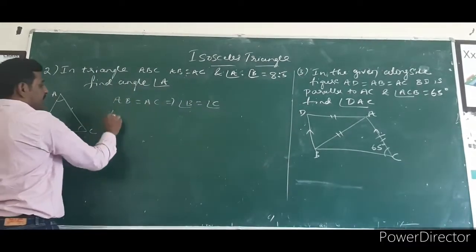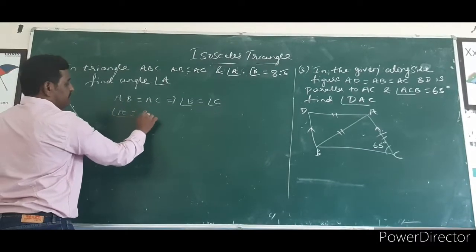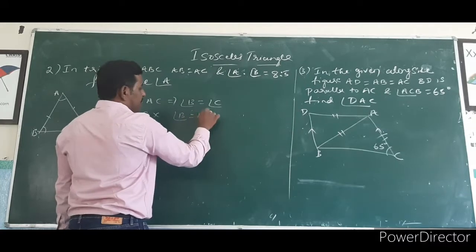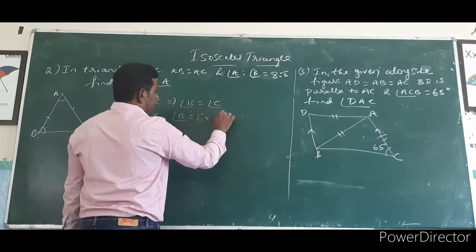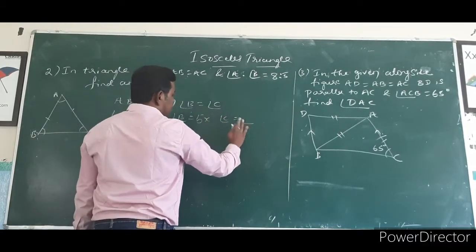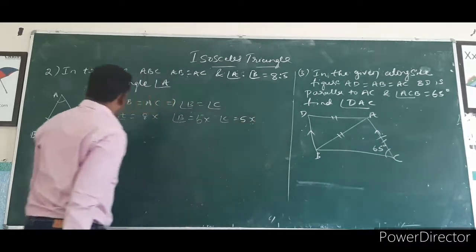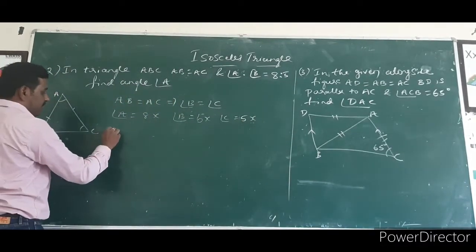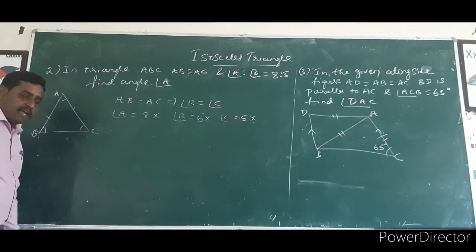Since the ratio is given, you can consider angle A as 8x and angle B as 5x. Angle B is equal to angle C, so angle C is also 5x. To find the x value first, you have to use the interior angle sum property of a triangle.